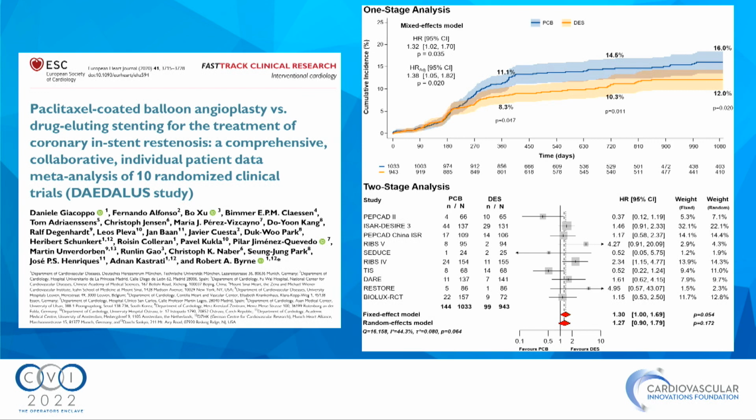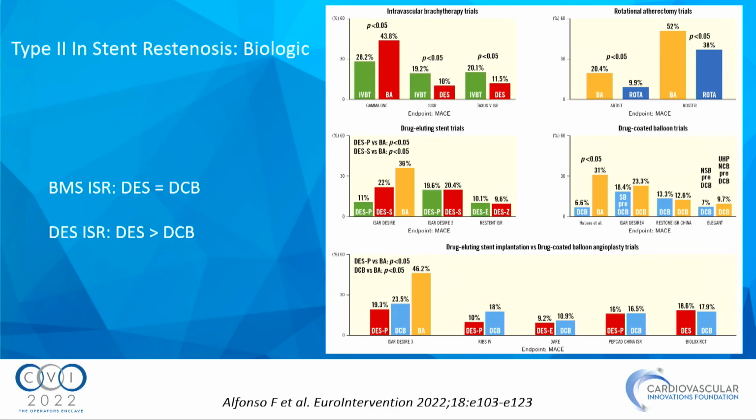Another meta-analysis that was done showed very similar results. And overall, the conclusion from these studies was that for drug-eluting stent in-stent restenosis, which we are seeing more often, placement of another drug-eluting stent has better outcomes when compared to drug-coated balloons. However, for bare metal stents, drug-eluting stents or drug-coated balloons have equal rates of target lesion revascularization.